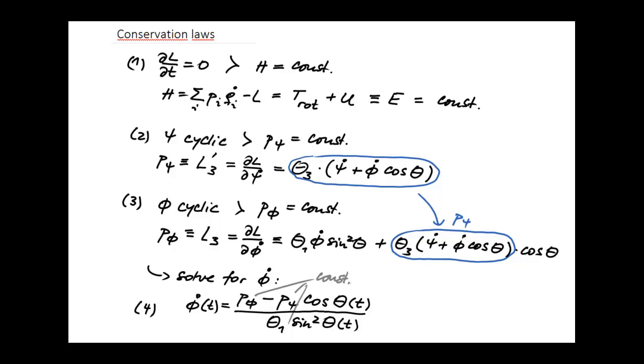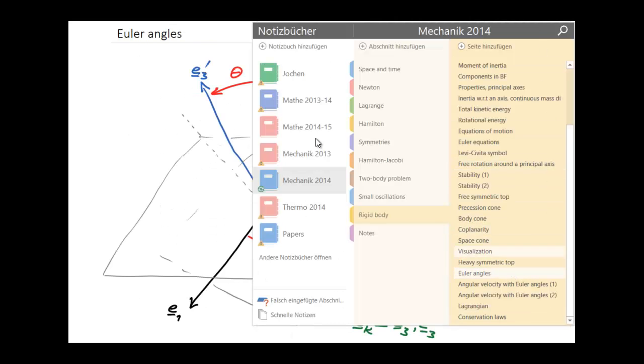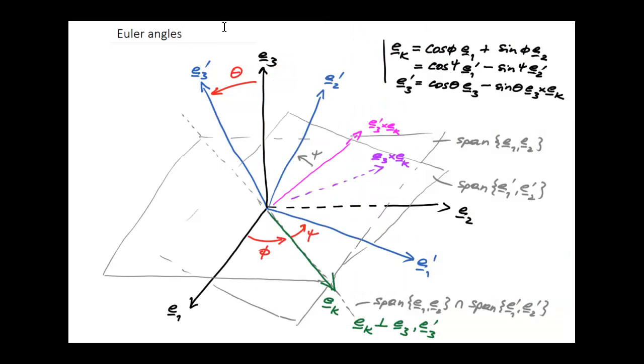What does that describe, this equation for phi? Remember once again the meaning of the angle phi in this graph here. It tells you how the green vector EK rotates around E3. It also tells you, in the same vein, how E3 primed rotates around E3. So it tells you how the figure axis, which is spanned by E3 primed, rotates around E3.